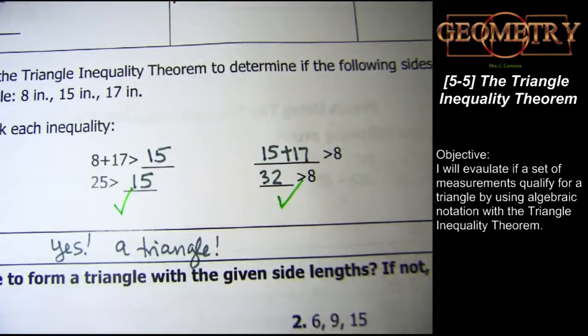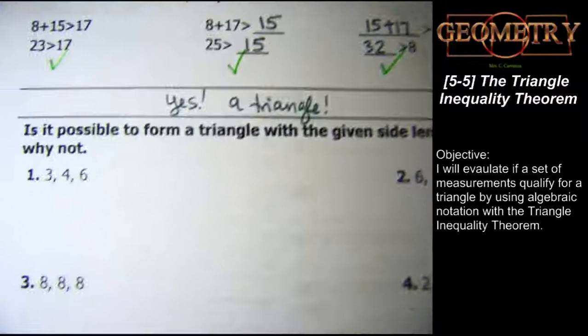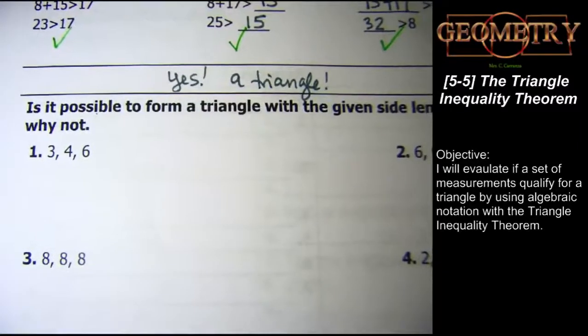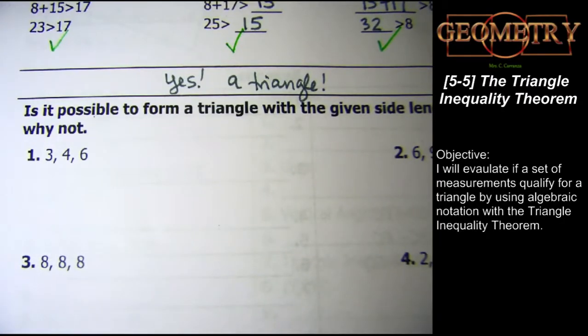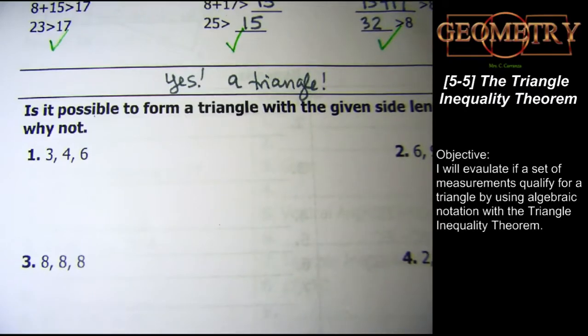Pretty simple, yes? All right, let's give it a try with one of these. And let's not overthink it. I want to look at number 3 real quick. I'm giving you 3 popsicle sticks and they're all the same measure. Can you make a triangle?